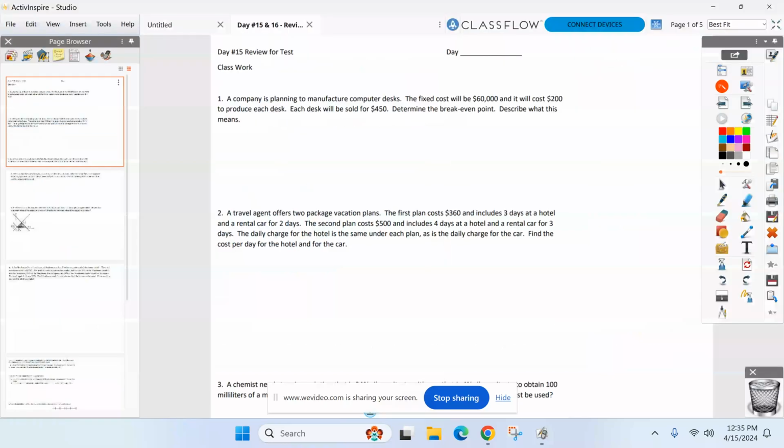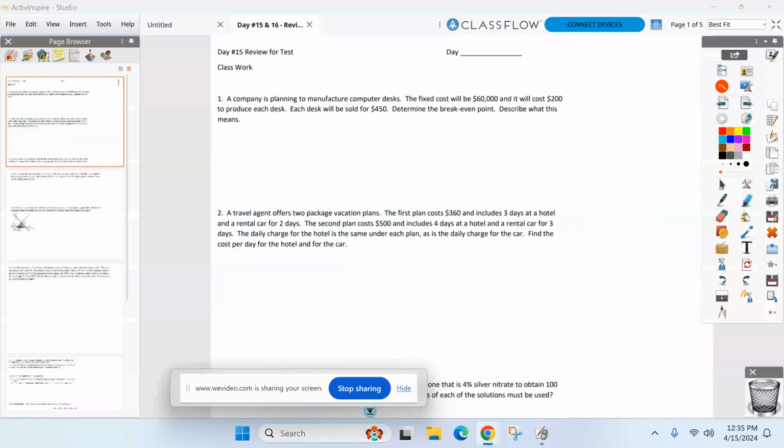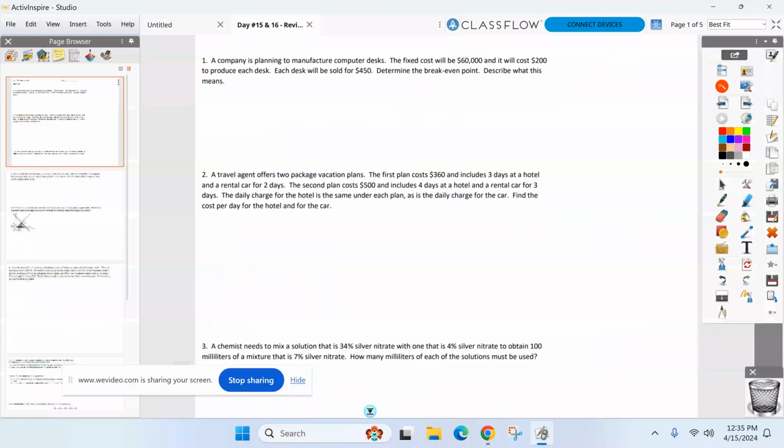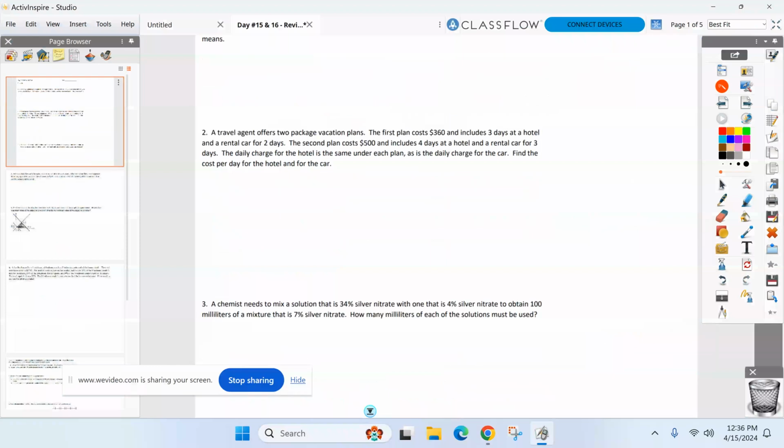All right, number 2. Let's set it up. You can solve it in a couple minutes. Don't overthink number 2. This is just your basic set up 2 equations with 2 variables. All right. How do I know I need 2 variables? Look at the very end of the question.